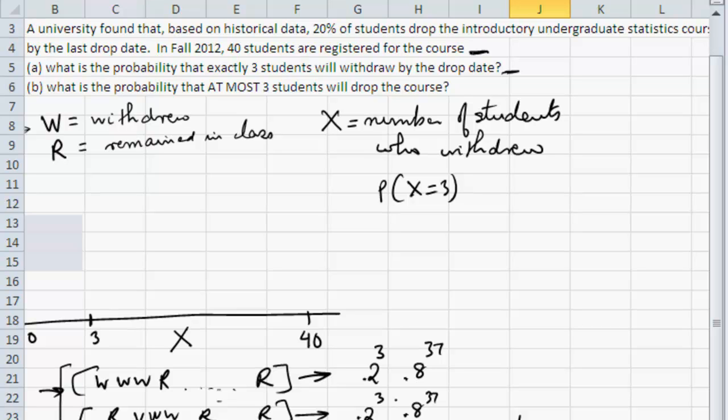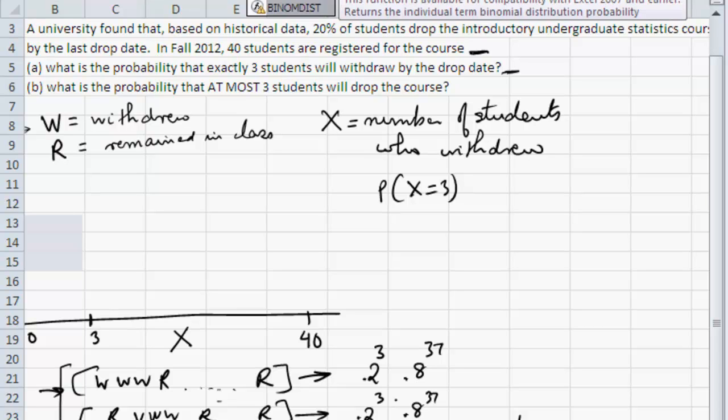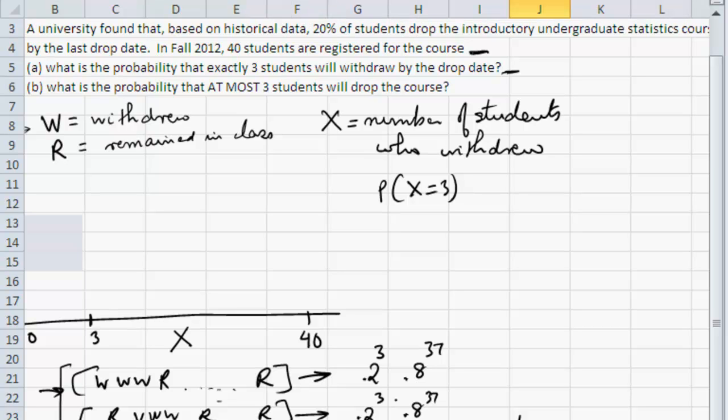Oh, looks like I mistyped the name, so I have to type binom.dist. Okay, and the probability is 0.02. So the likelihood of exactly 3 students leaving is 0.0205.